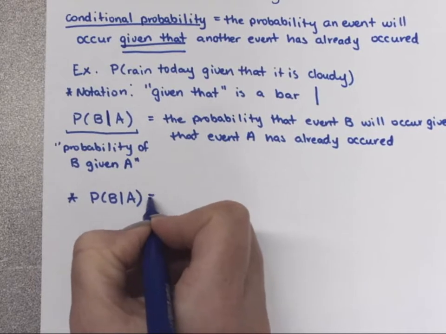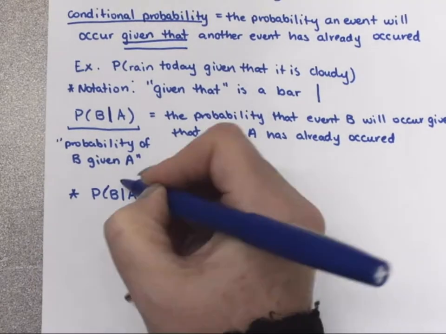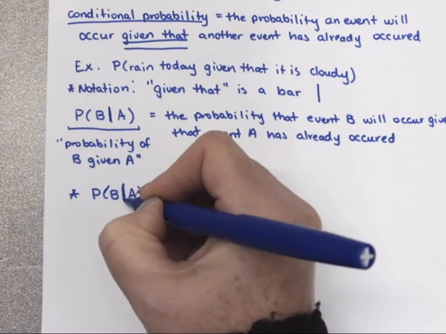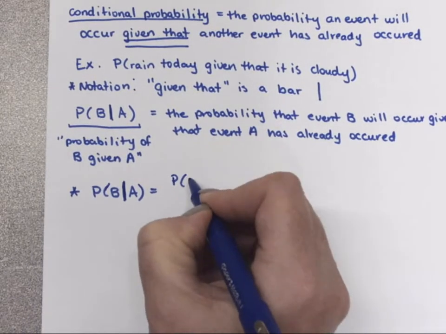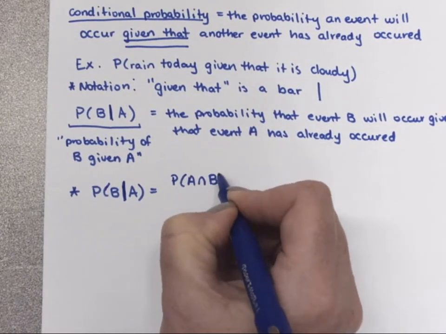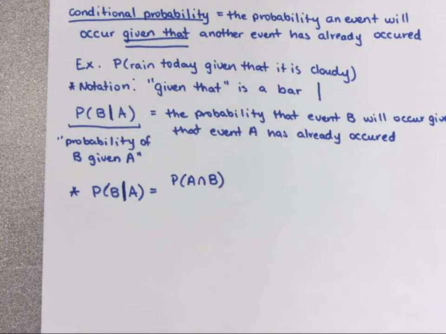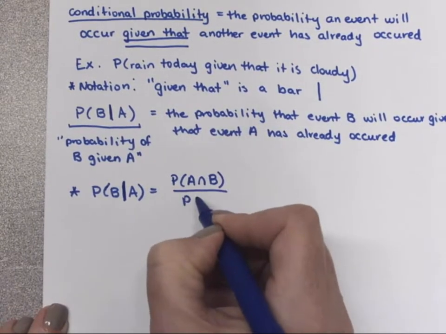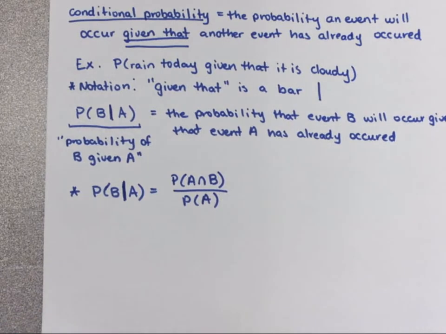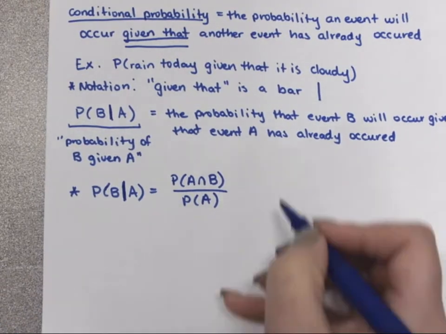So if we want a formula for the probability of B given A, I always try to make the bar a little taller than my letters so that it doesn't look like the letter I or anything like that. The formula is the probability of A and B both. Remember that upside down U from last time means and. Over the probability of the second thing mentioned. Okay.